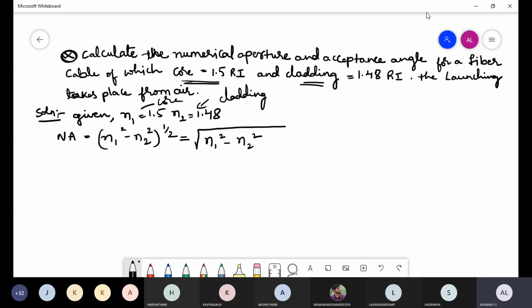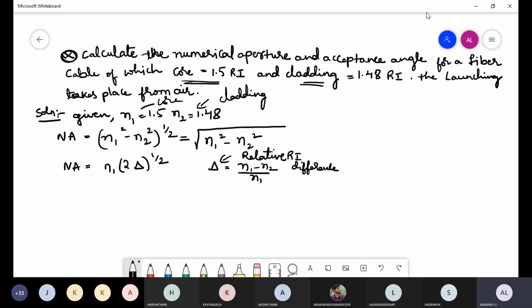Now to find this, this is the formula. Another formula is also there: numerical aperture is equal to N1 into (2 delta) to the power of 1 by 2. What is the delta value? Delta is (N1 minus N2) divided by N1. This is the relative refractive index difference value. Any one of the formulas I can use.